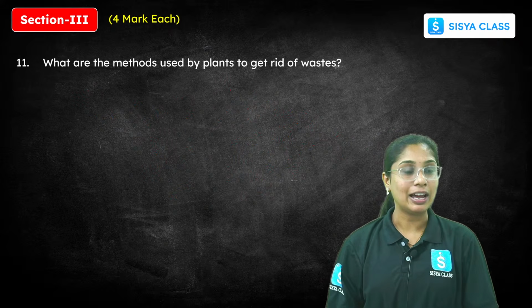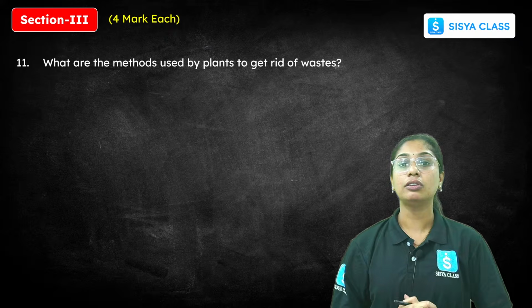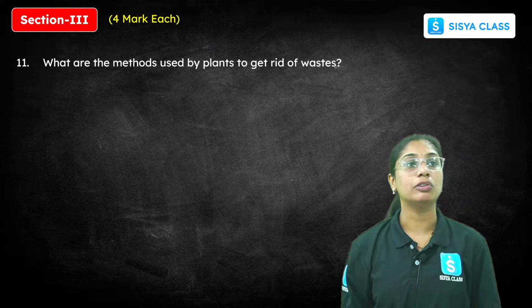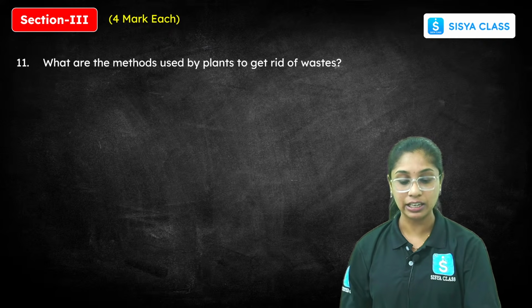So here I would be dealing with section 3 actually. Okay, so this is for 4 marks. The question is, what are the methods used by plants to get rid of waste?